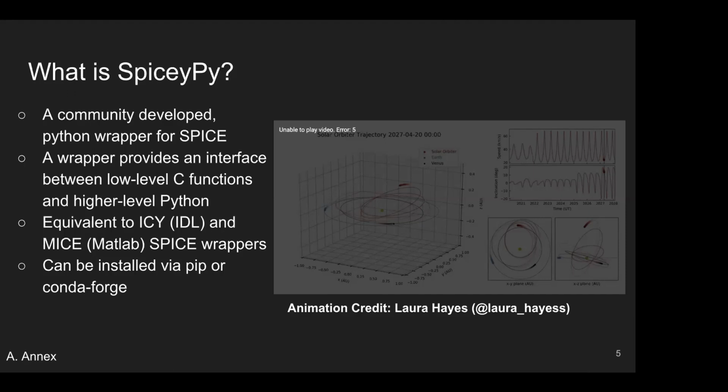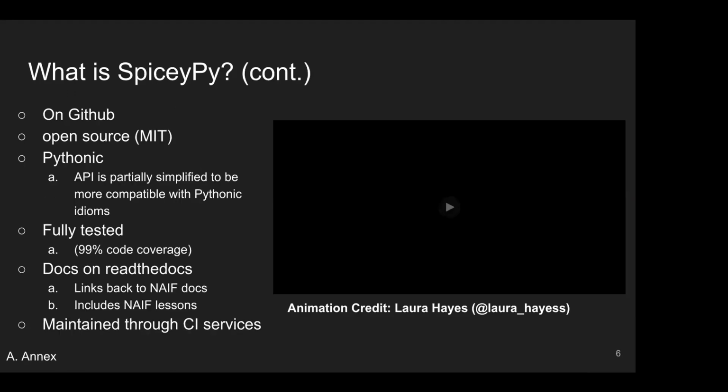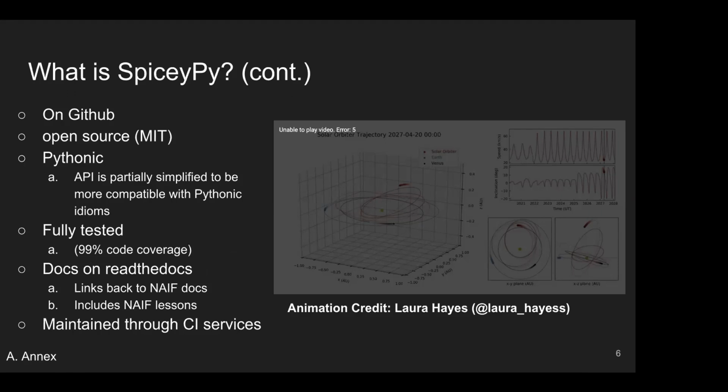And it can be installed with pip and conda-forge, so it's super easy to install. It's open source, I said before. It's specifically an MIT license, so it's a pretty permissive license. It's fully tested. A lot of the tests are lifted from the actual SPICE documentation.